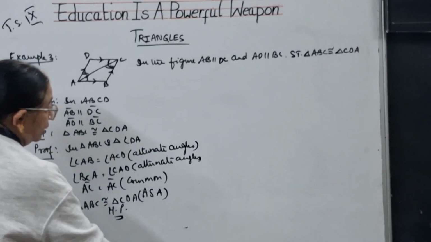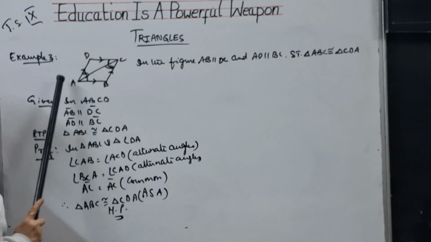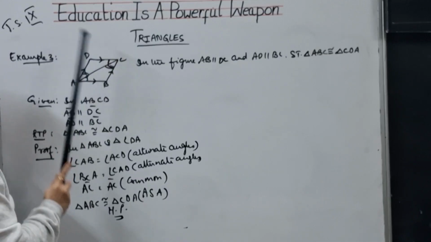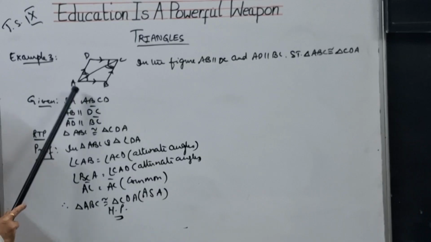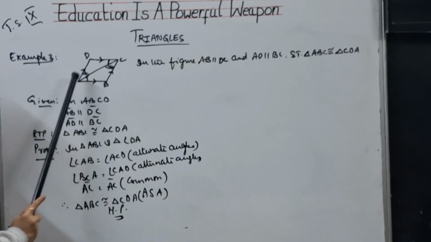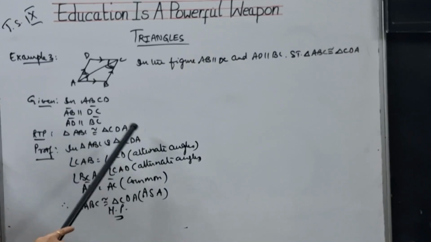Sorry, children. Again, let me take it. ABCD is the figure they have given. AB is parallel to DC. AD is parallel to BC, they have given. And they are asking to prove that triangle ABC is congruent to triangle ADC. That is what we need to prove.